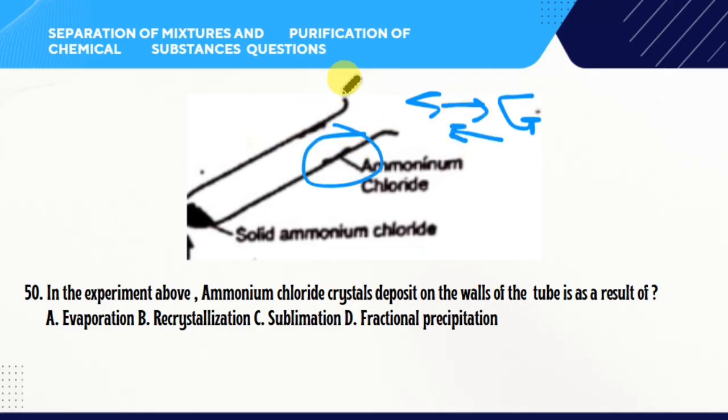This side of the tube is cooler. The gas that is formed after heating here turns back to solid state here. So the process is what? Are you saying evaporation? Definitely not. I trust you will not say that. So the answer should be sublimation.